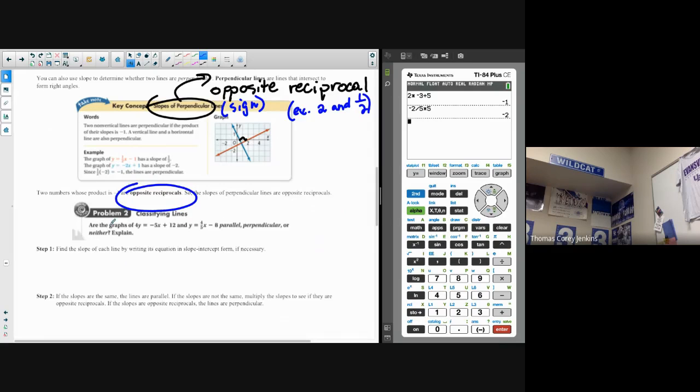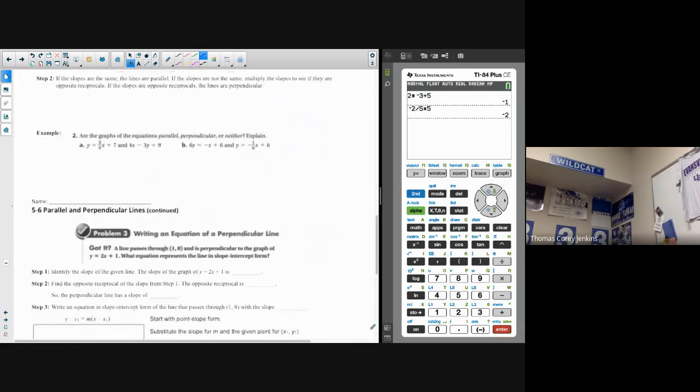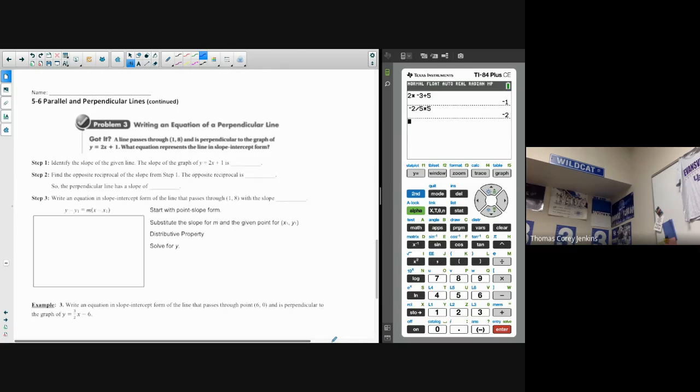All right, so number 2 wants to know, are the graphs of 4y equals negative 5x plus 12 and y equals 4/5 x minus 8 parallel, perpendicular, or neither? Actually, let's skip example 2 and come back and do that at the end. So I think example 3 should actually be example 2.